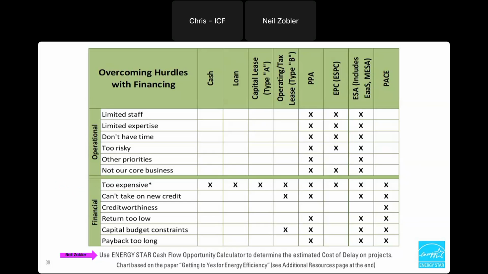And, as you can see, I think it's pretty straightforward. You'll get a copy of this. The chart is based on a paper that we did, Getting to Yes for Energy Efficiency. It's a paper that we did, Catalyst, in conjunction with the Maryland Energy Office. And there's a hot link to it at the very end of today's presentation, so you can download the document itself, and it will drill down in great detail how to use these different financing structures to overcome the individual hurdles.